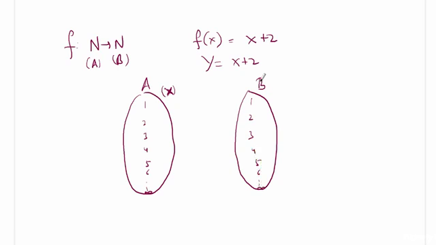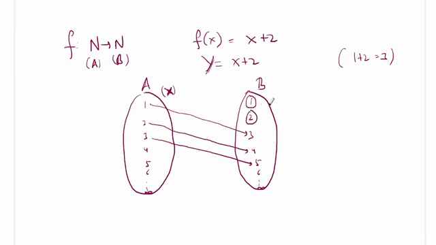But now if we try to do the mapping through this function, the minimum value x can take is 1. This means the minimum value y can take is 1 plus 2, which is 3. This means in set B, 1 and 2 will never be associated with any element of set A, because as soon as you enter x = 1 you get y = 3. When you enter x = 2 you get y = 4. x = 3 will give y = 5, because it's x + 2. This means 1 and 2 are left unmapped.